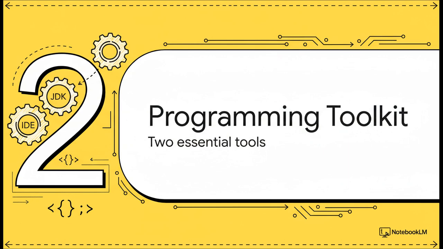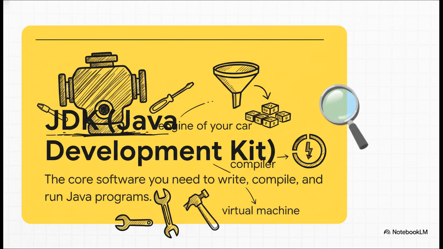Okay, enough theory. Let's get practical. To actually start coding in Java, you're going to need two key pieces of software, and it's really important to understand what each one does. First up, we've got the JDK, which stands for Java Development Kit. Now, the best way to think about this is like the engine of a car. It's the powerhouse. It's got the compiler, which takes the code you write and turns it into a language the computer understands, and it has that virtual machine we just talked about, which actually runs the code. Seriously, without the JDK, your Java program is just a text file. It can't do a thing.